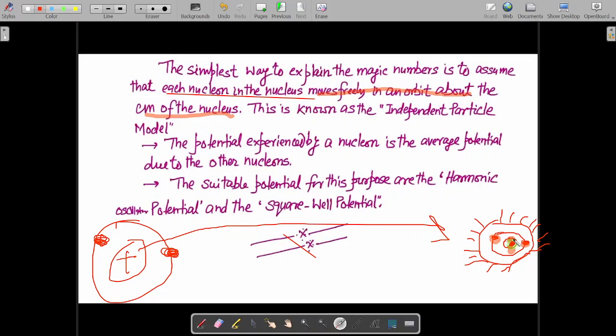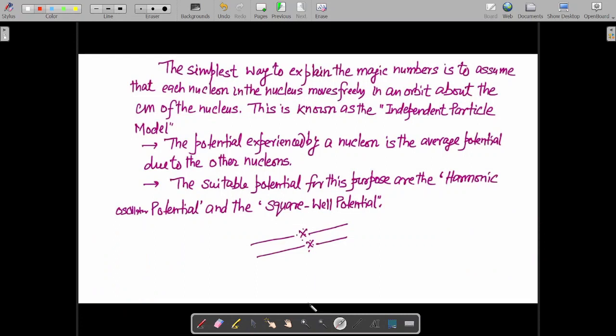Okay, so this particular model is known as the independent particle model. That is, you are considering each and every particle to be independent. What is the independent particle model? Suppose you have A number of nucleons.